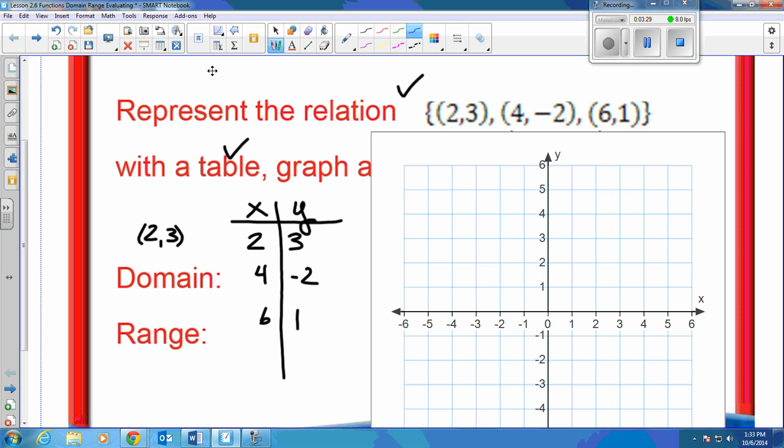All right, so the point is (2, 3). That means I start at the origin. I go 2 to the right for X and up 3 for Y. So there's my point. (4, -2) would be 4 in the X direction, 2 down in the Y direction, and (6, 1) would be a point.